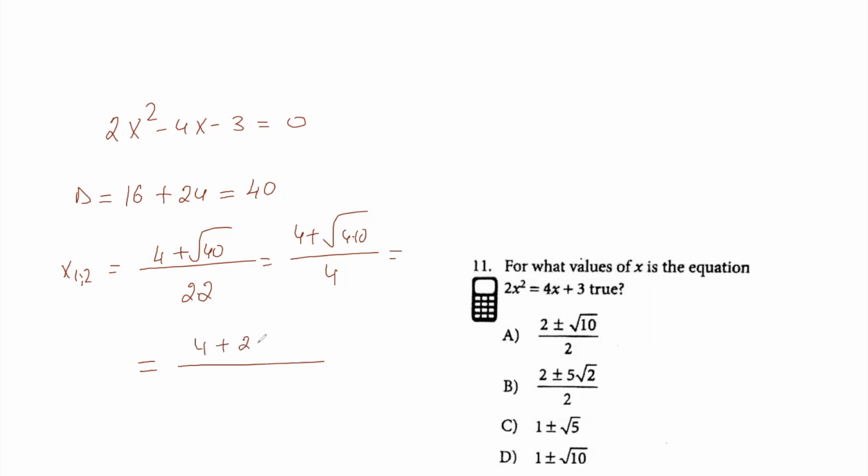2 square root of 10, divided by 4. So what we can do, it's like 2 plus square root of 10. I took the factor out, and if you divide both sides by 2, the result is 2 plus, oh, I'm sorry, I just forgot to write plus minus. Here we have minus as well. 2 plus or minus square root of 10, divided by 2. It is A.